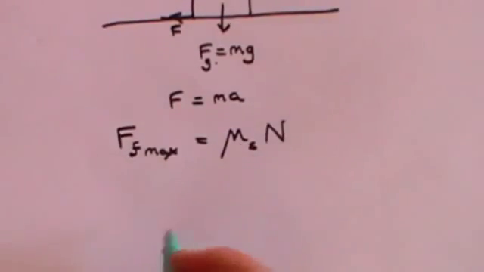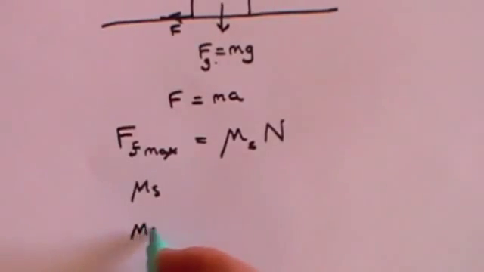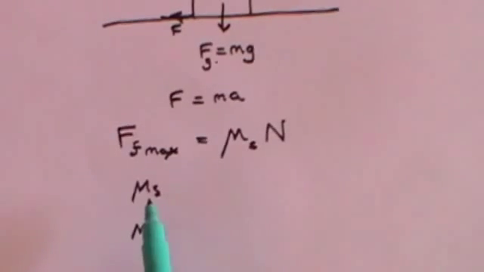There are in fact two coefficients of friction. There's mu static and mu kinetic. Mu static is the coefficient of friction which applies when you try to get something moving in the first place. In other words, going from stationary to moving. Mu kinetic is the coefficient of friction which applies once you've got something moving and you want to keep it moving.